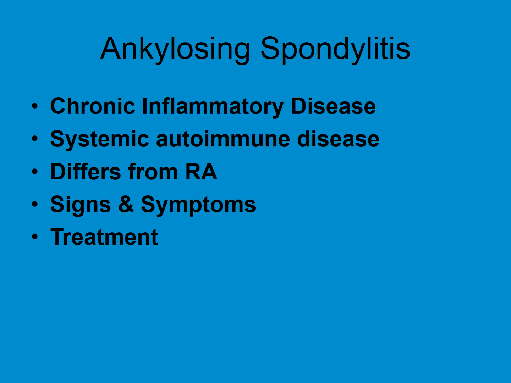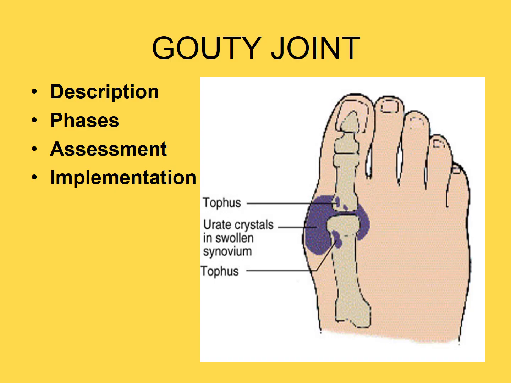Primary is usually developed in the late adolescent or young adult. And you can have a secondary type, which is usually seen in the older group. Signs and symptoms that they will present with are low back pain and stiffness, persistent progressive pain, usually worse after prolonged rest, and it's alleviated by activity. And treatment is anti-inflammatory drugs and analgesics and exercise. Next slide. Gout.